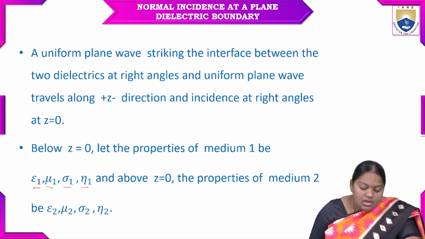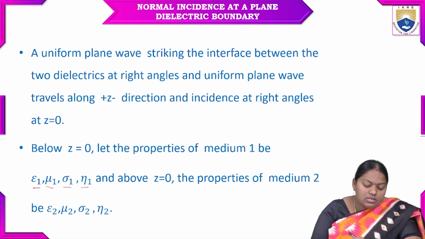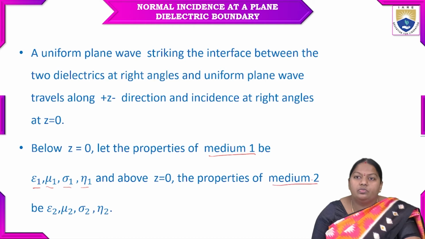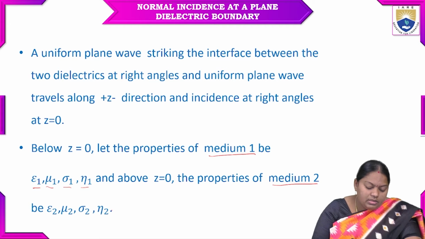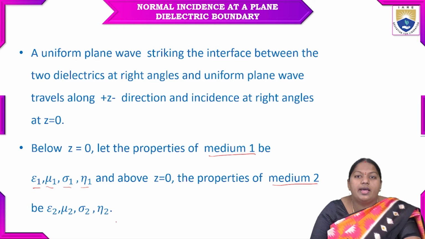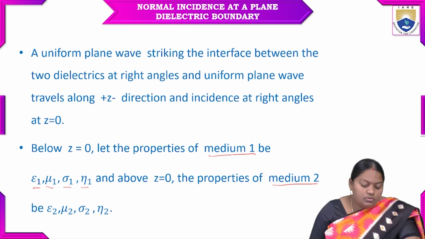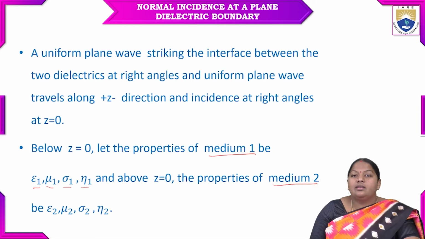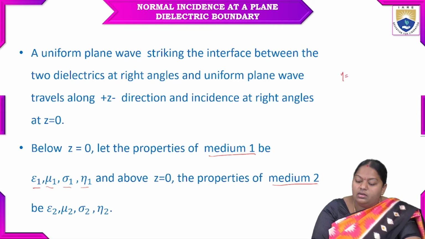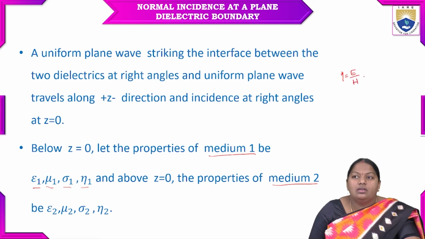Similarly, above z equal to 0 we have medium 2. Let the properties of medium 2 be represented with epsilon 2, mu 2, sigma 2, and eta 2, where epsilon 2 is the permittivity of medium 2, mu 2 the permeability of medium 2, and sigma 2 the conductivity of medium 2, followed by the intrinsic impedance of medium 2. As we know, the intrinsic impedance eta is the ratio of electric field strength E to magnetic field strength H.